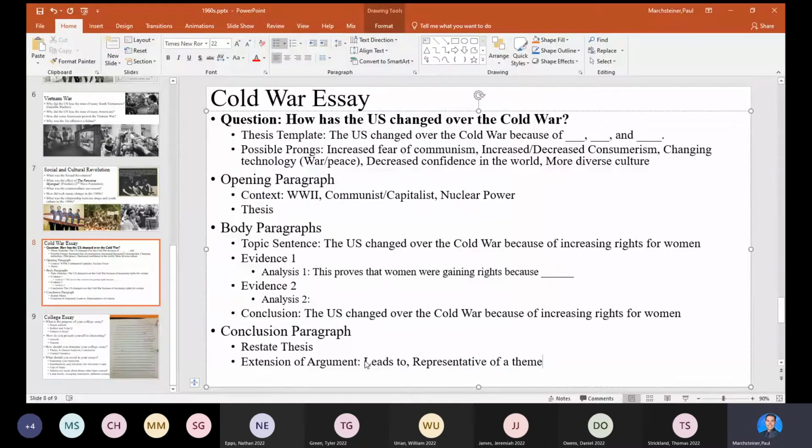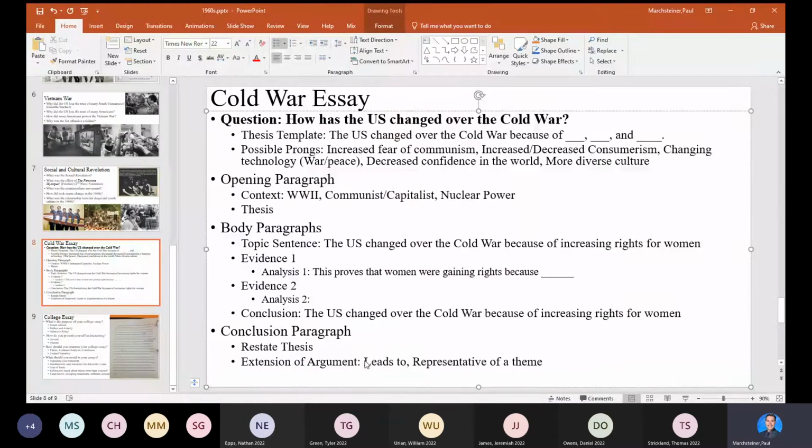You can talk about how, because your thesis is true, it leads to something else happening. Or that your thesis is representative of a larger theme or trend in U.S. history. If these two things sound familiar, it's because that's what the significance has been every time we've talked about that, like those identifications and whatever else we've done in this class.